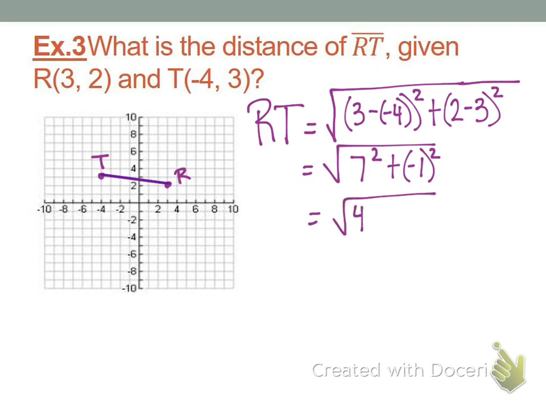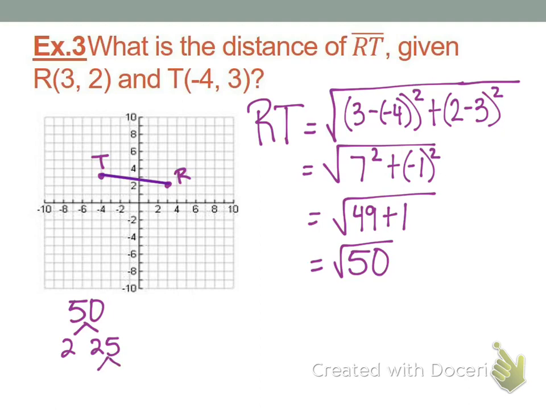Continue to simplify. 7 squared is 49. Plus negative 1 squared is 1. When we add them, we get the square root of 50, which can be simplified. If you like to use the factor tree to help you simplify, you can. I'll show that off to the side. So because we have the pair of 5s and a lonely 2, this is going to be 5 root 2 for the length of RT.